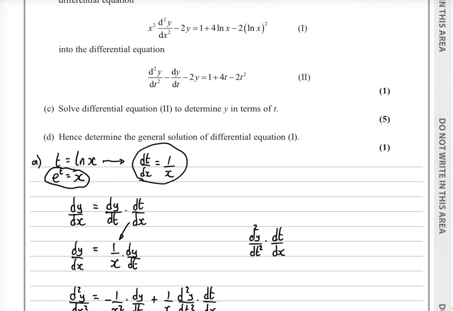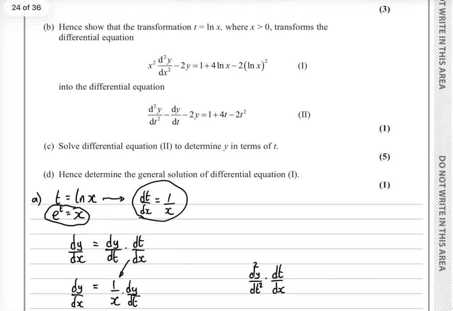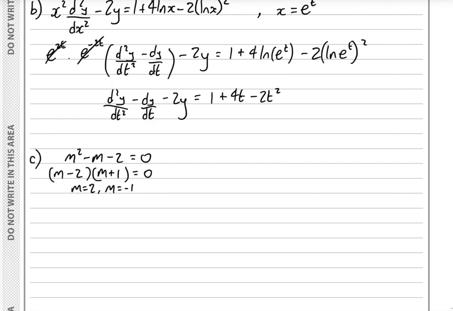Now solve the differential equation number 2 to determine y in terms of t, and then at the end we're going to change that back in part D to get y in terms of x. So for part C we're just solving this differential equation in the usual way. The auxiliary equation in this case is m squared minus m minus 2. That will factorize. Minus 2 there and a plus 1 there. So m equals 2, m equals minus 1, which means our complementary function is a e to the 2t plus b e to the minus t.